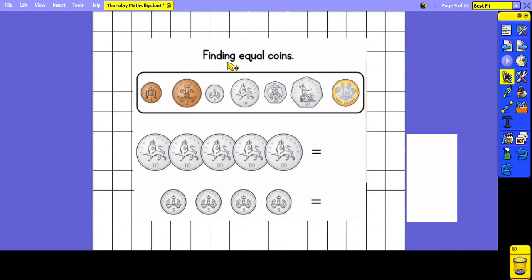And now we're going to look at finding equal coins. So here we've got a value and we're working with 10 pences. So let's see what the value of these 10 pences are all together by counting in our tens. 10, 20, 30, 40, 50. So the value here is 50 pence. So the equal value, so a coin that has the same value as 5 10 pences would be the 50 pence.